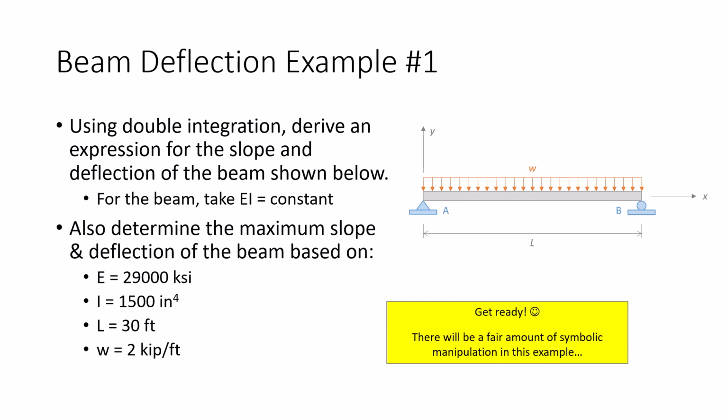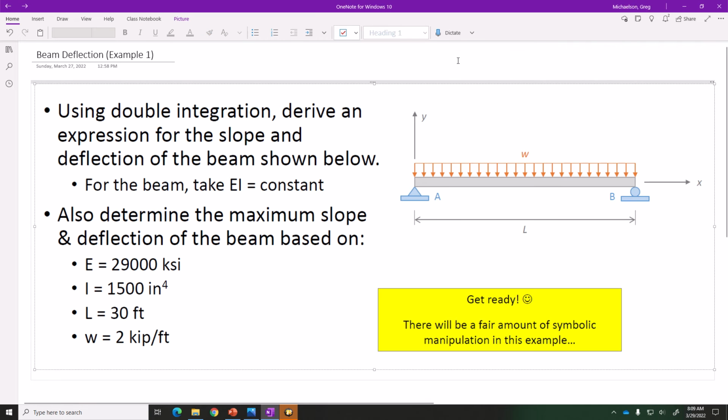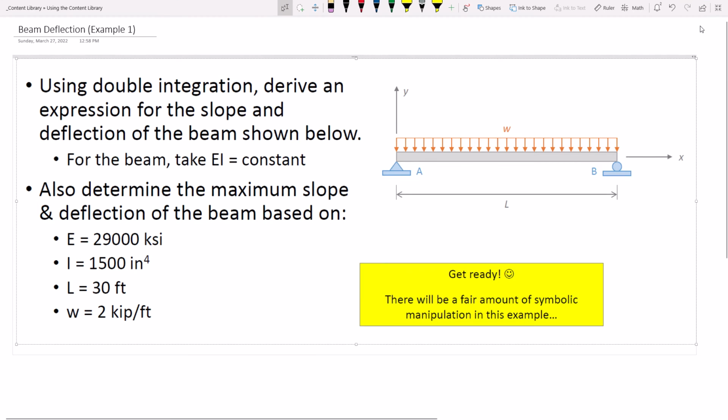I'm going to pull up the notebook. This is already on the notebook as well. But let me go back here. Okay, so here's the problem that I want to look at. I have a beam here that is a simply supported beam subjected to a uniformly distributed load. And I want to derive a function for the slope and deflection shown. And I want to determine the maximum deflection using these data, right? So we have E is 29,000 KSI, I is 1,500 inches to the fourth, L is 30 feet, and W is 2 kips per foot. So we're going to start out this problem in symbolic land, and then we'll plug and chug at the end.